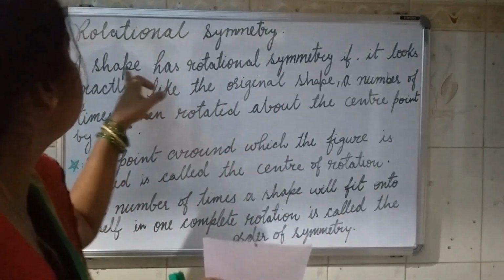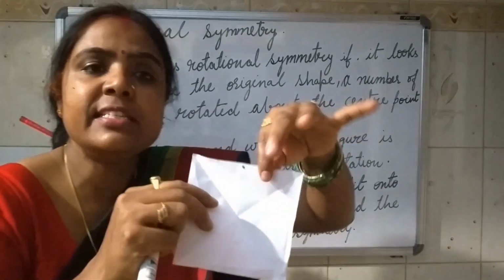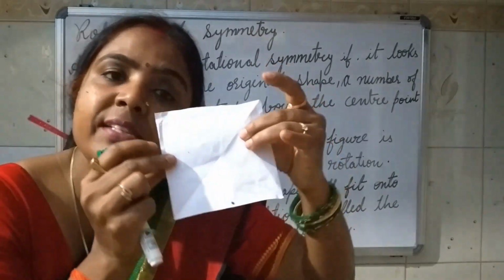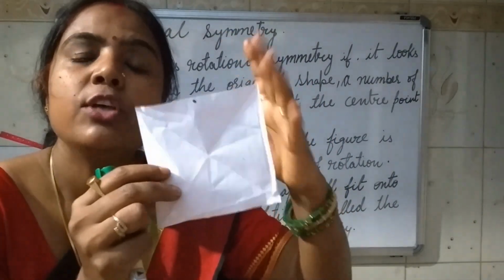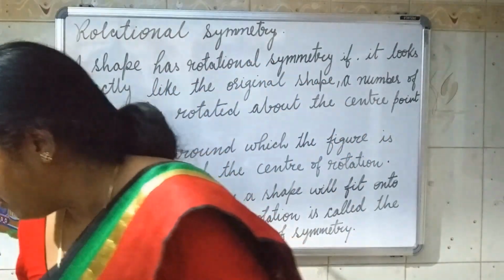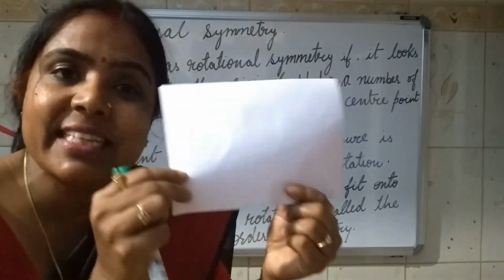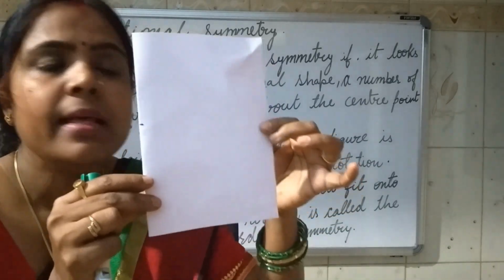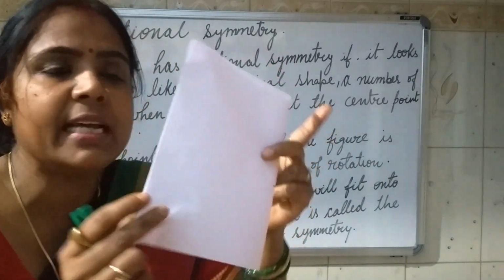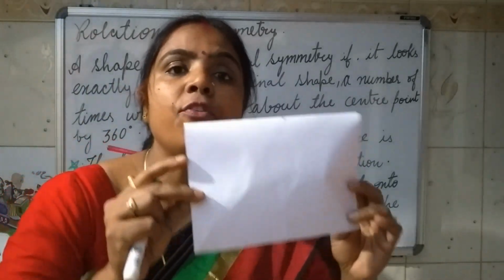So what is this? A shape has rotational symmetry if it looks exactly like the original shape. This is the original shape. When I rotated 1 time, it is again in the same shape. Second time, same shape. Third and fourth. So 4 times it is looking exactly the same. So it has order of symmetry of 4. Now, if I take a rectangle, then it is the original position. I rotated 1 time. This is not the original shape. Then 1 time it is in the same position. 2 times. So it has rotational symmetry of order 2.